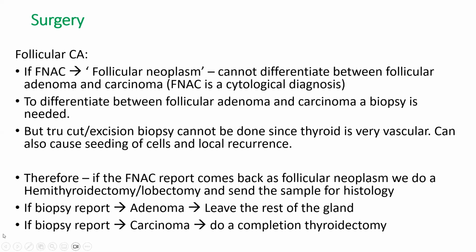Therefore, if the FNAC report comes back as follicular neoplasm, first what we do is a hemithyroidectomy or a lobectomy. So what's the difference between hemithyroidectomy and lobectomy? Lobectomy is when we remove a particular lobe of the thyroid gland, either the left lobe or the right lobe. Hemithyroidectomy is when we remove one lobe along with the isthmus, either the left lobe with the isthmus or the right lobe with the isthmus. So these terms you also need to know.